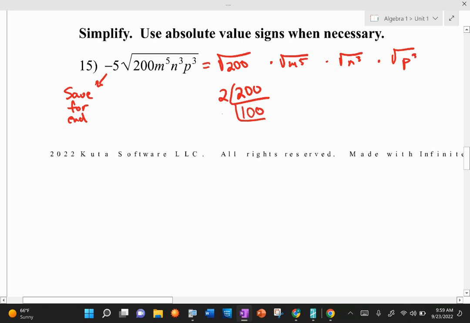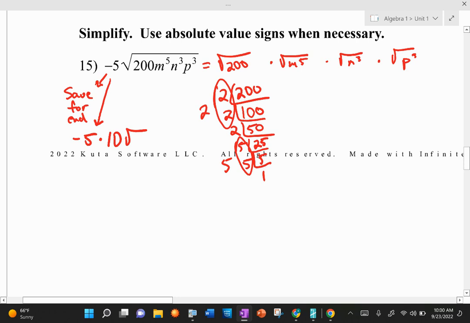I'll divide it by 2, divide by 2, divide by 2. Oh, I just did 5, but said 2. The answer is 10 to the something. So we've got a 2 and a pair of 2s and a pair of 5s, so definitely a 10. So again, I'm going to bring this -5 down. So I've got -5 times 10 times the square root of 2. The 2 goes back inside because we don't have a pair for that last 2.